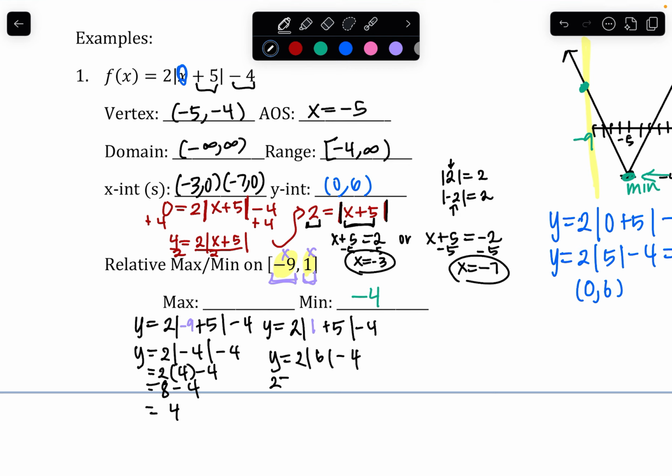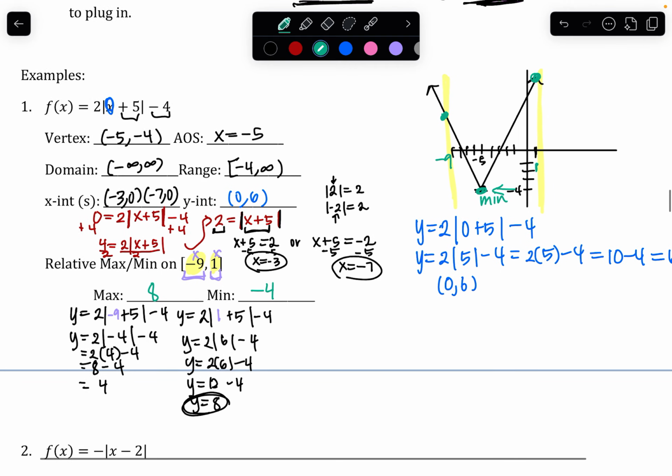Plus 5 is 6. 2 times the absolute value of 6 is just 6. 2 times 6 is 12. Minus 4 is 8. So that's bigger. And so our maximum value is 8, which you can kind of see from the picture.